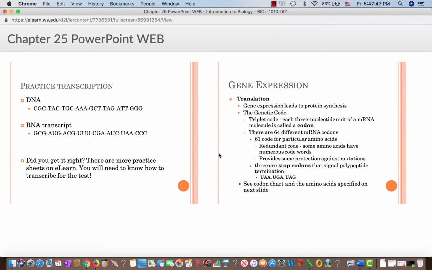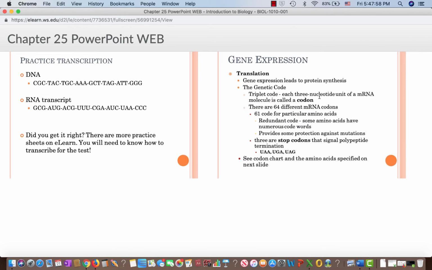Gene expression. So we've done our transcription, now we're going to translate. So this is where you get your protein synthesis going on. You've got your triplet code, which is 3 nucleotides of messenger RNA, forms a codon, which you can make 64 different combinations of, but we have 61 amino acids, which means there's a little bit of redundant wiggle room in this.